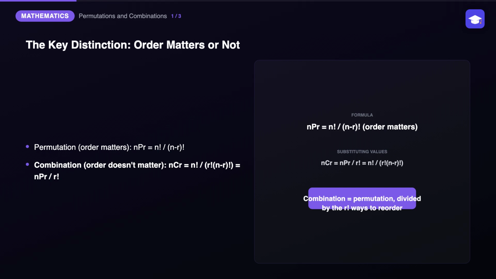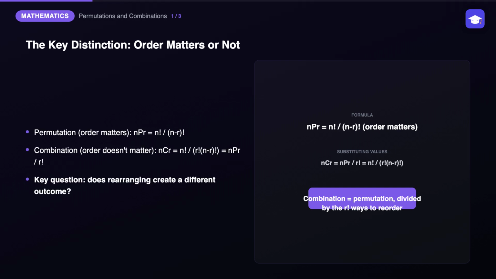The number of ways to choose r objects from n distinct objects is, nCr equals n factorial, divided by r factorial times n minus r factorial. Notice this is exactly nPr divided by r factorial, since each unordered selection of r objects can genuinely be arranged in r factorial different orders.